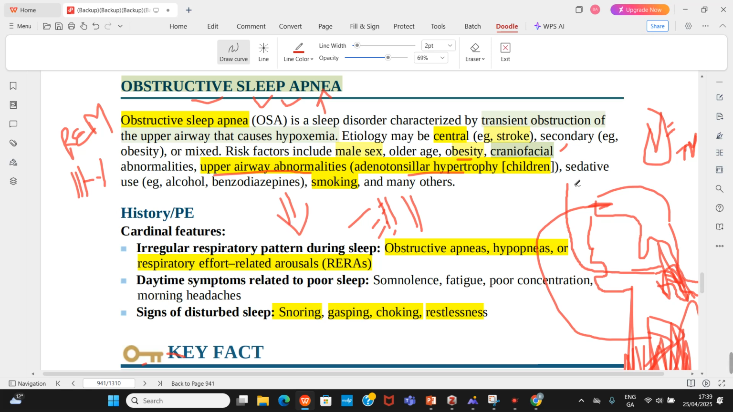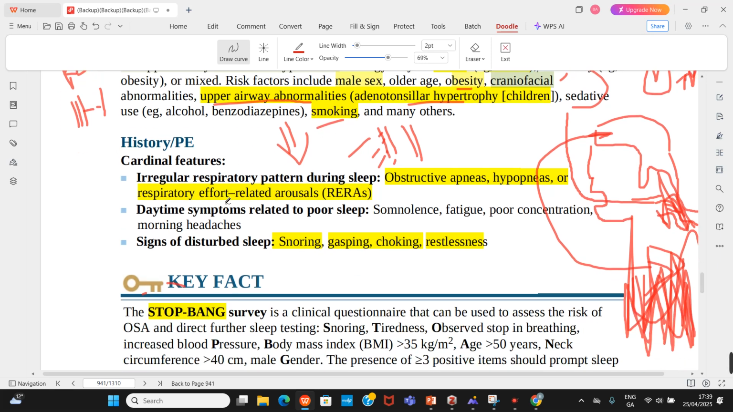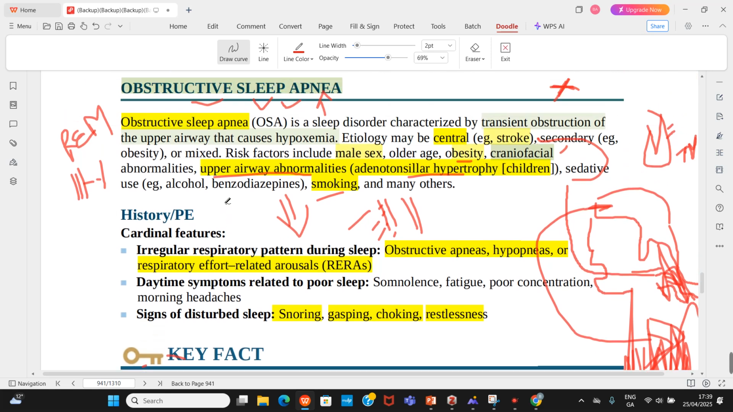Sedative use. Sedative use works the same way as stroke. Because of the central impulses that are dropped, because you are sedated, you cannot control the airway. Don't forget, somebody having a GCS less than 8 cannot control the airway. Why? Because that CNS control is gone. Someone having a stroke, CNS control is gone. Someone on sedatives, alcohol, benzo, CNS control is gone. So that airway can easily collapse. Now, smoking too is a risk factor, because of the airway changes in smokers.